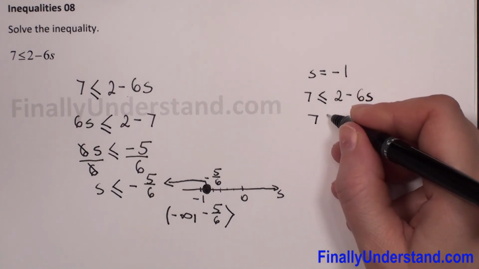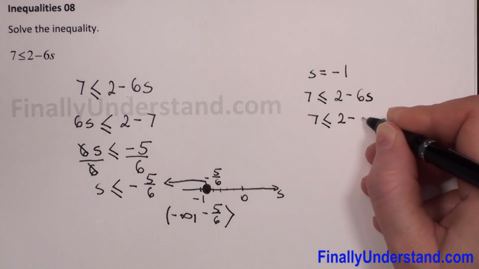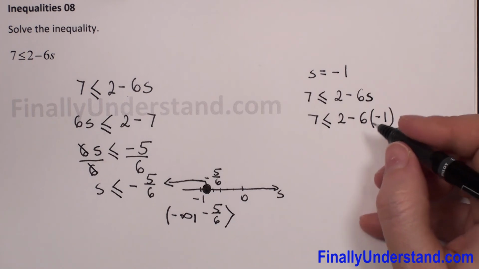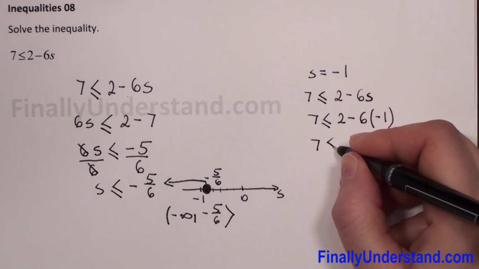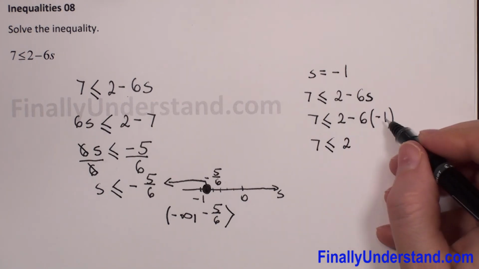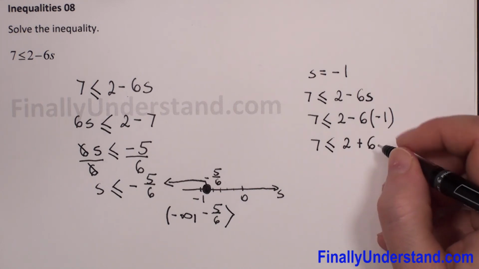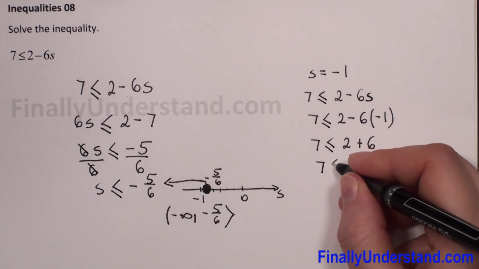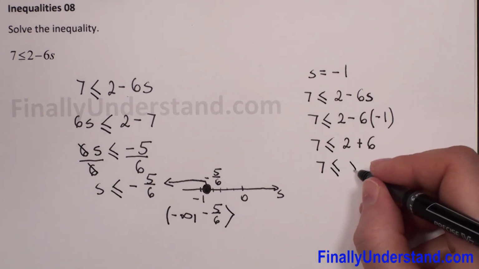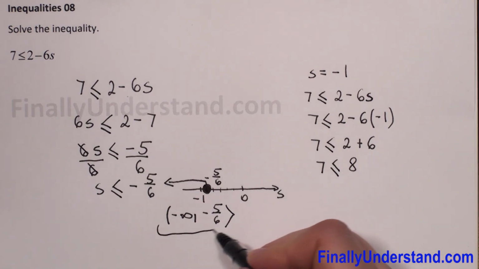So 7 is less than or equal to 2 minus 6 times negative 1. So 7 is less than or equal to 2. Negative times negative gives me positive. 6 times 1 is 6. So 7 is less than or equal to 2 plus 6, which is 8. This inequality is true, so our solution is correct.